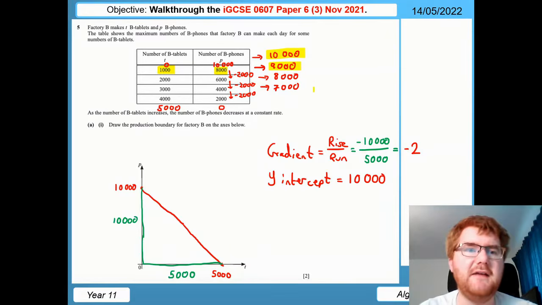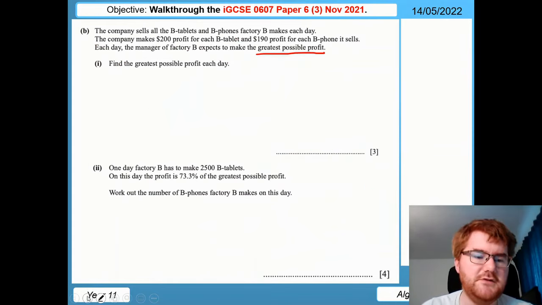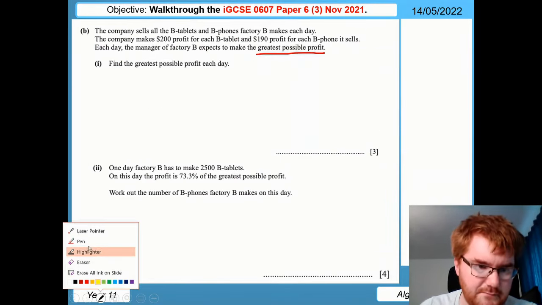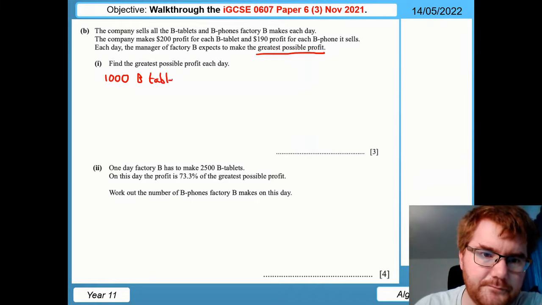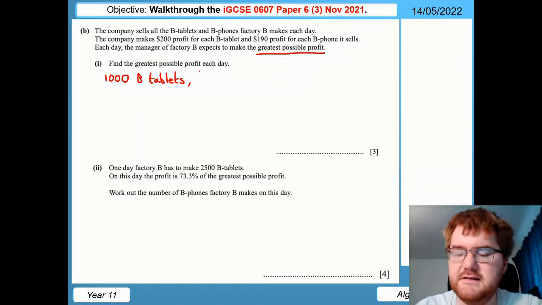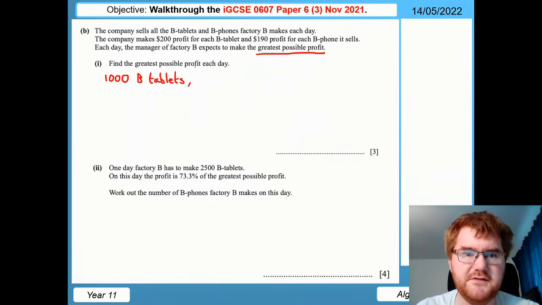So that's the first thing we have to conclude here, that in order to create the greatest amount of profit, put a pen in, we need to produce 1,000 B tablets and 8,000 B phones.